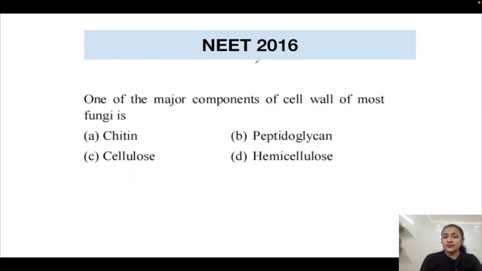This question is from NEET 2016. One of the major components of the cell wall of most fungi is, this is a direct question, chitin. Not peptidoglycan, not cellulose, not hemicellulose. Cellulose is the major component of the cell wall of plants, not fungi. That is one of the major differences between fungi and plants.